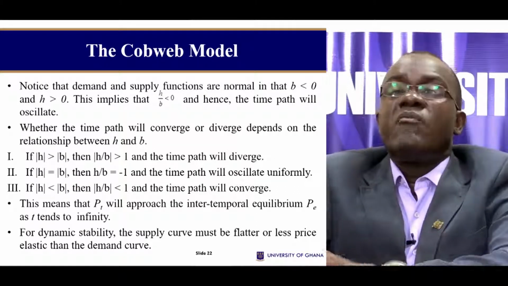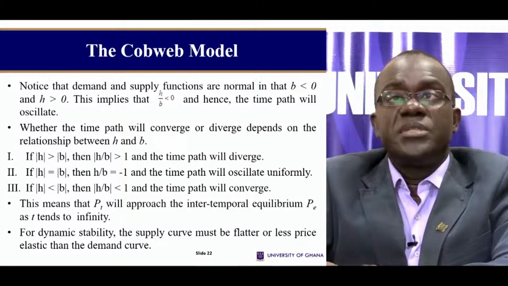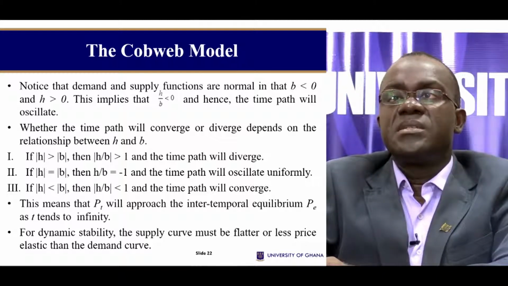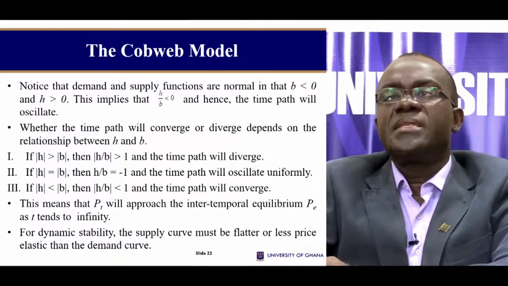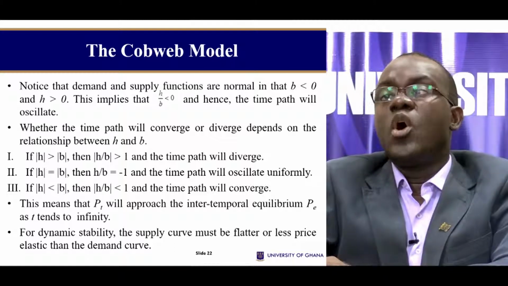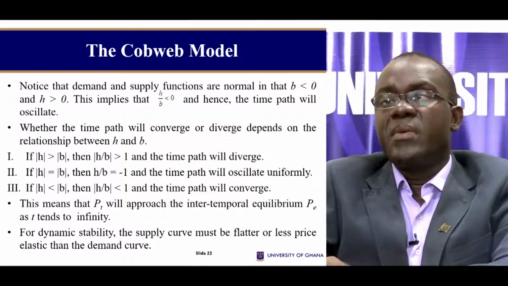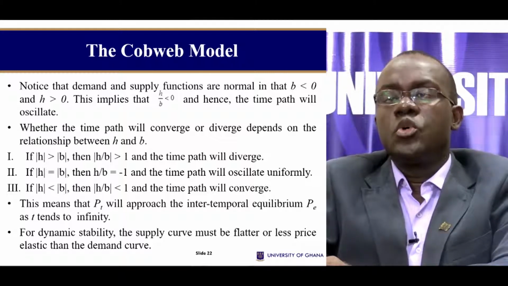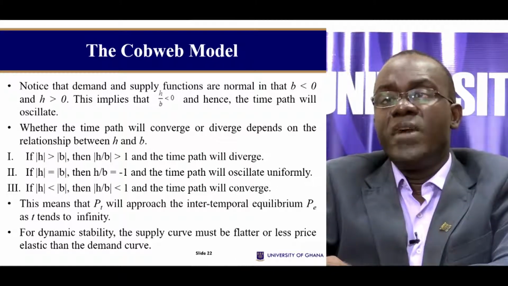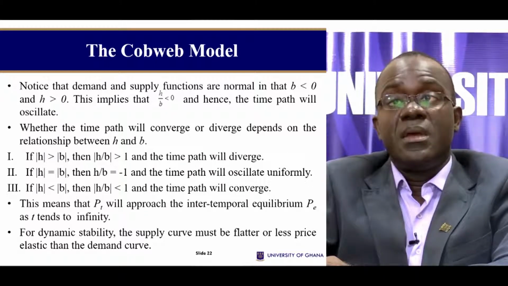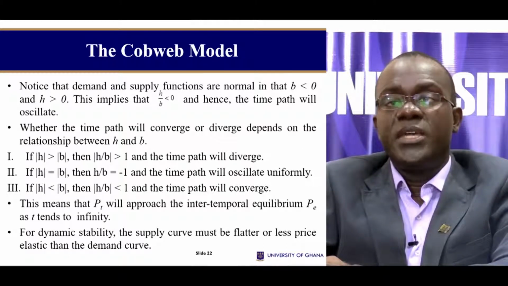But when we come to the convergence, we can have three situations, right? If the absolute value of H over B is less than 1, then we have convergence. If it's equal to 1, we have uniform oscillation. If it's greater than 1, then we have divergence. So whether it diverges or converges will depend on the value of H and B.